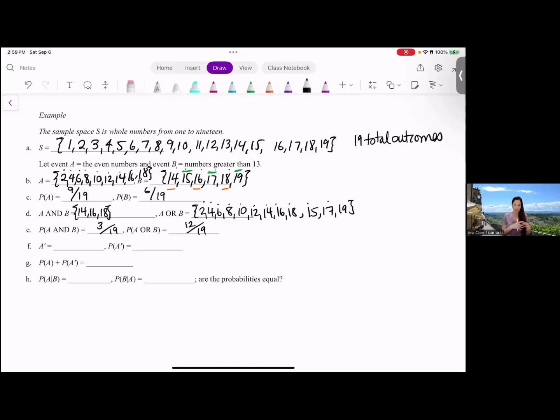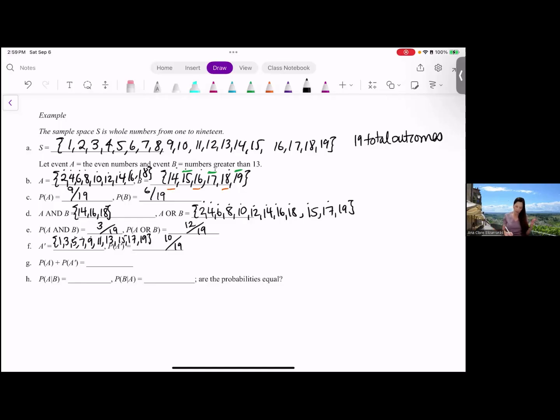A complement are all of the things that are not in A, which means it's the sample space that are not even. So in the sample space, the numbers that were not even would be the odd numbers. 1, 3, 5, 7, 9, 11, 13, 15, 17, and 19. Now the P in front means what's that probability? I know there's 19 total outcomes, and in that complement, there was 1, 2, 3, 4, 5, 6, 7, 8, 9, 10 of those.